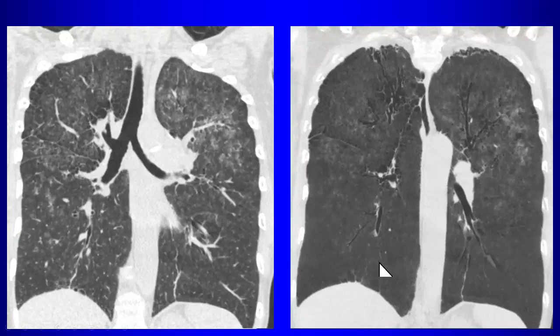Oh, you have some apical pleural thickening, but what else do you see here? What do you think of the airways? What kind of bronchiectasis? Traction. That's traction bronchiectasis. So it's demonstrating the fibrosis here. There's traction bronchiectasis. So what kind of reconstruction is this that shows you the airways so nicely?